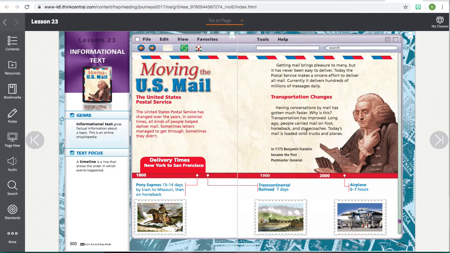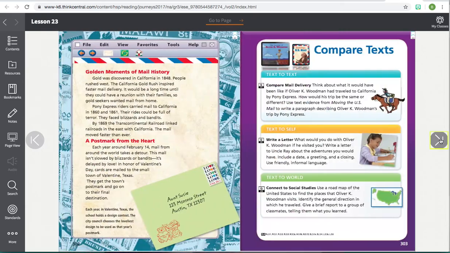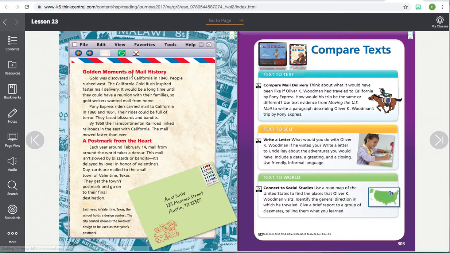Let's take a look at the caption for this photograph. In 1775, Benjamin Franklin became the first postmaster general. Fun fact. Let's keep reading. Golden moments of mail history. Gold was discovered in California in 1848. People rushed west. The California Gold Rush inspired faster mail delivery. It would be a long time until they could have a reunion with their families, so gold seekers wanted mail from home. Pony Express riders carried mail to California in 1860 and 1861.